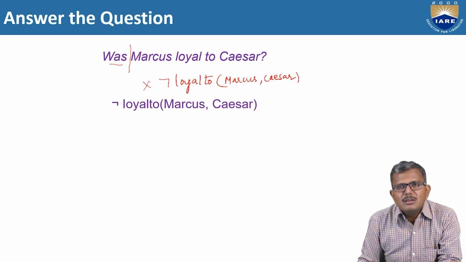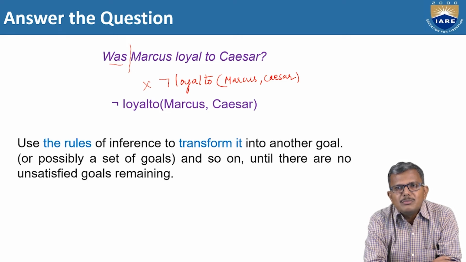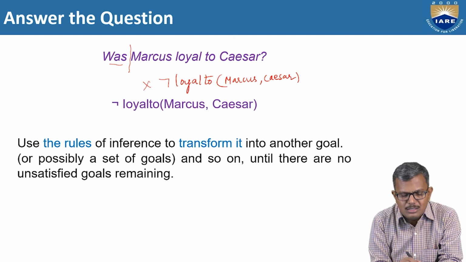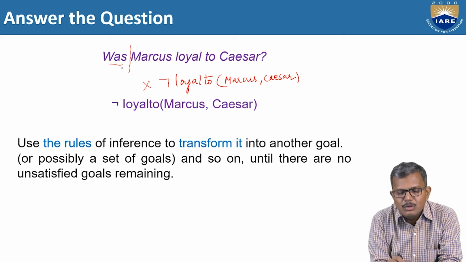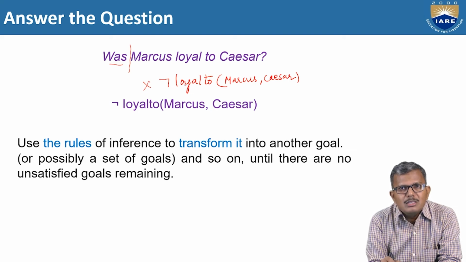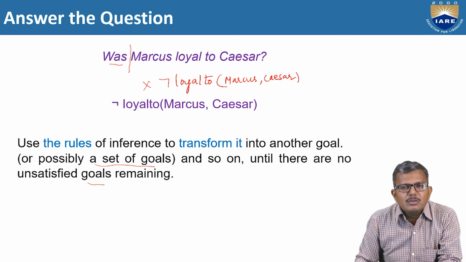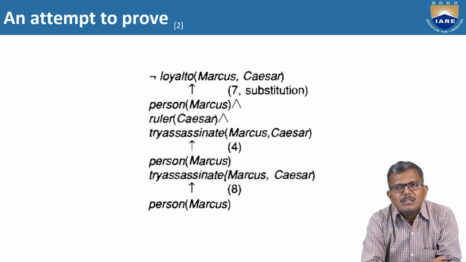So what we have to do is perform some transformation. Transformation means we need to convert this particular sentence into goals. What is our goal? We need to prove whether Marcus is really loyal to Caesar or not. So we are trying to split this goal into different possible sets of goals, and we have to go on proving them. We stop whenever we reach our specific goal.